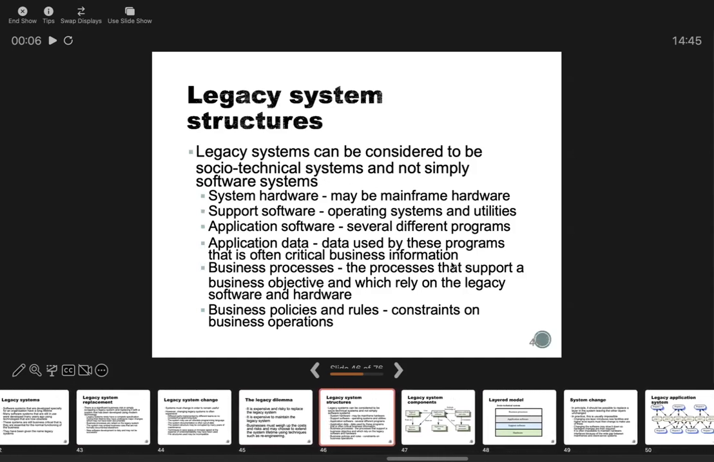The legacy system structure is called a socio-technical system, not a simple system. Why is it called so? Because it is not only a technical component, it might have software, hardware, network, but it has a social component also. It might have people, process, teams, workflow. That's why the legacy system is called a socio-technical system. So we have application data, we have hardware, software, business process, objectives, so many things.